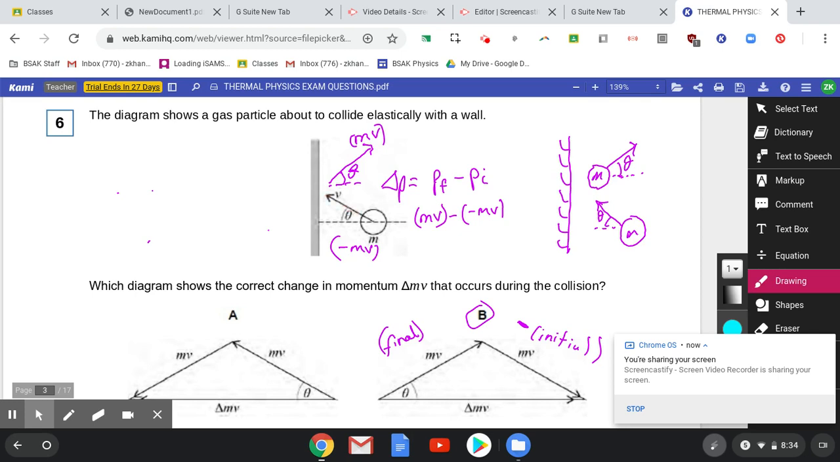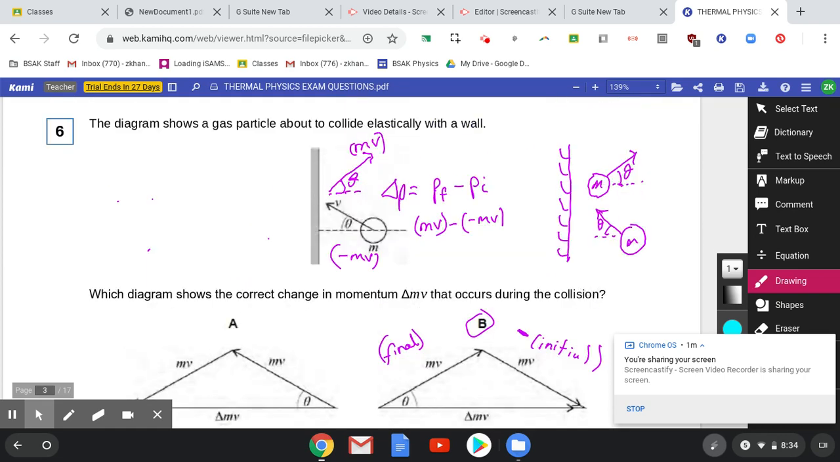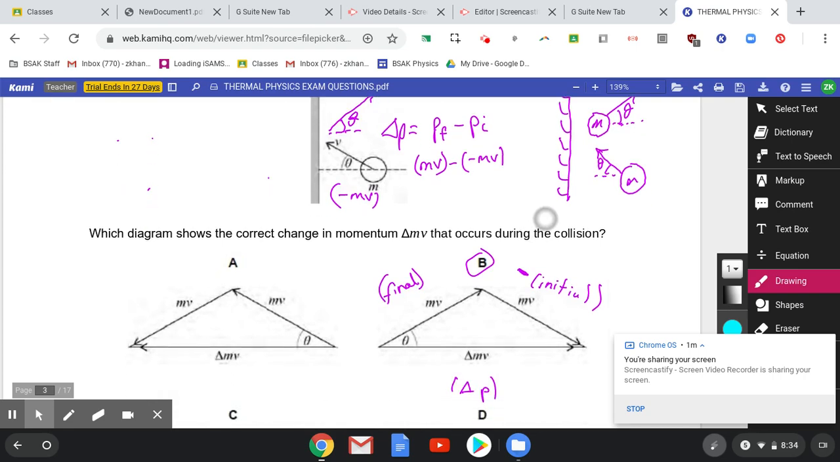And once it hits elastically and collides with the wall, it's going to bounce off in some direction that way, and its speed's going to stay the same, its mass is going to stay the same. This direction is positive, so that would be mass times velocity. Now the change in momentum is mv minus minus mv, which is 2mv. Now, what you have to remember is we are not looking for adding these momentums up. We are looking for the change in momentum.